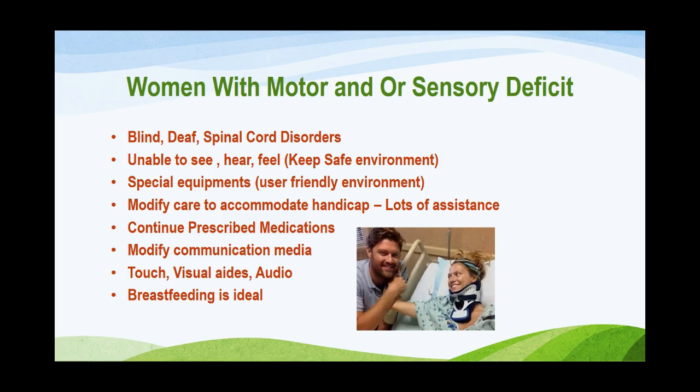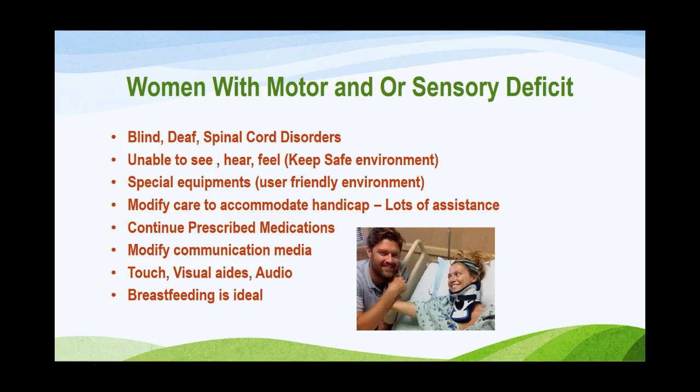If they're on any type of prescribed medications, we need to be making sure that they continue those as long as they're safe for the pregnancy, and we need to be working with their other healthcare providers if they have specialists involved in their care, to make sure that we can change medications if we need to. For example, if one is not safe for the pregnancy, maybe getting it switched to one that will be safe for the pregnancy. We need to modify communication media that we use in order to be able to take care of these people more appropriately.